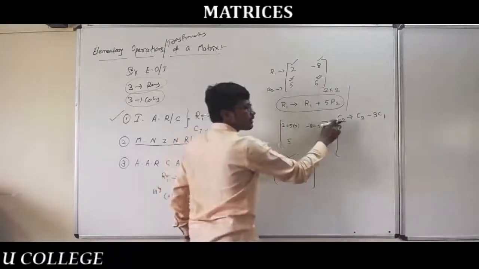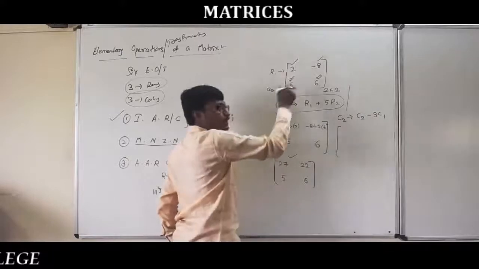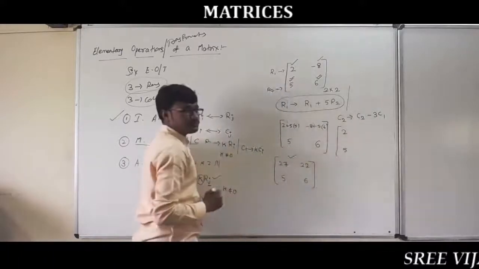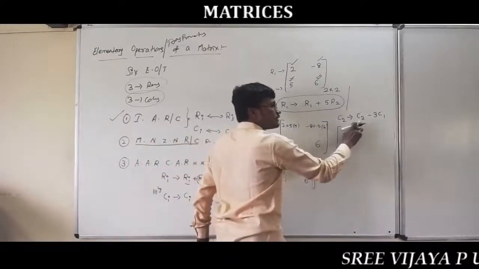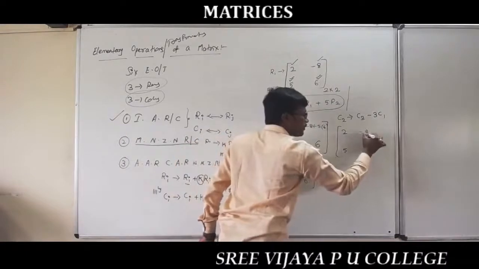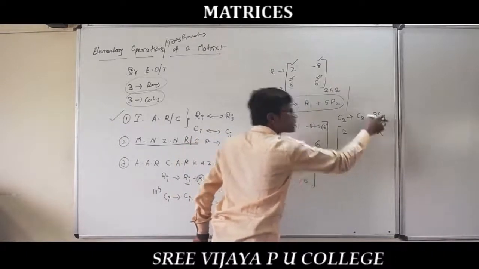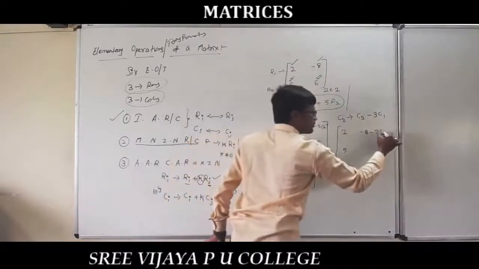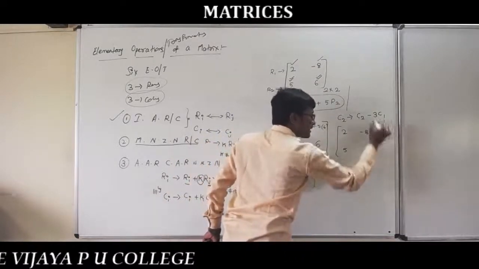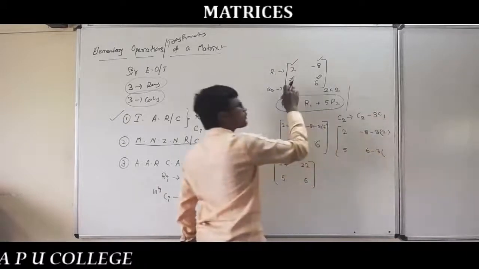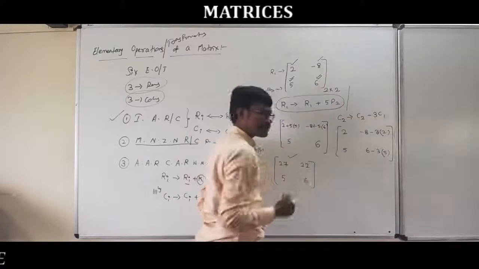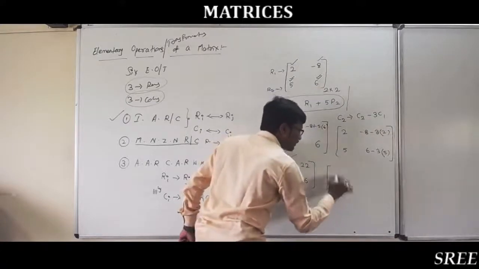So here, column 2 changes, meaning column 1 you cannot change. So you can write it as it is, 2 and 5. For column 2, C2 minus 3 times C1. So the corresponding element of column 2 minus 3 times the corresponding element of column 1 is 2. Again, the corresponding element of column 2 minus 3 times the corresponding element of column 1 is 5. So that's it, applying the elementary operation, and we can just simplify that.